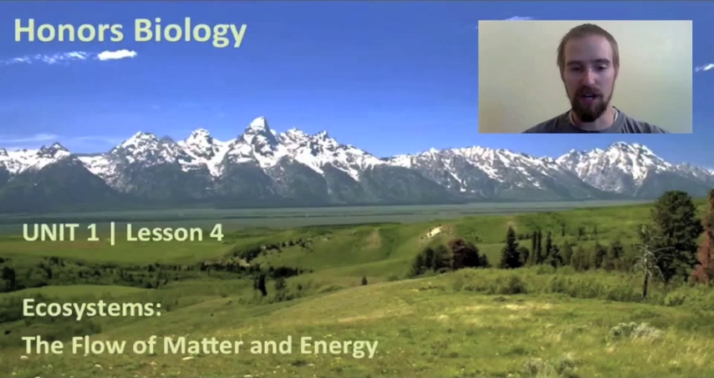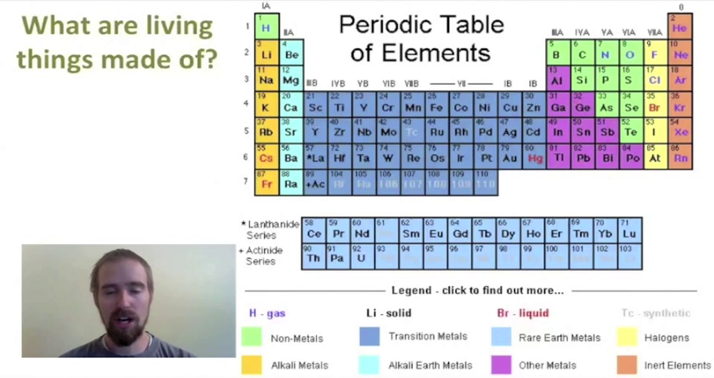And in today's video, we're going to be talking about the flow of matter and energy through and between ecosystems. So let's start by talking a little bit about what living things are made of. And living things, like all things in the universe that are physical and have mass, are made of matter. And matter is made of atoms, which means that living things are made of atoms.